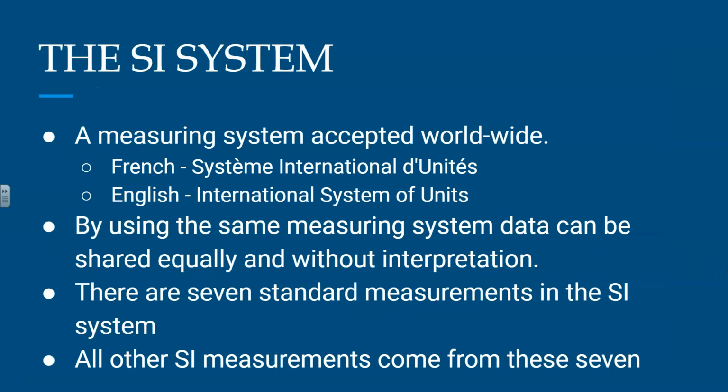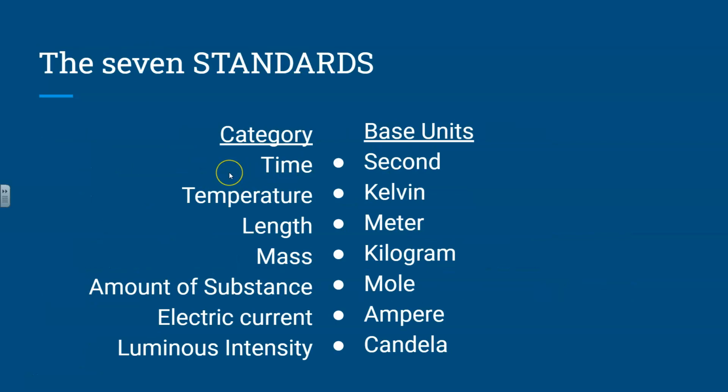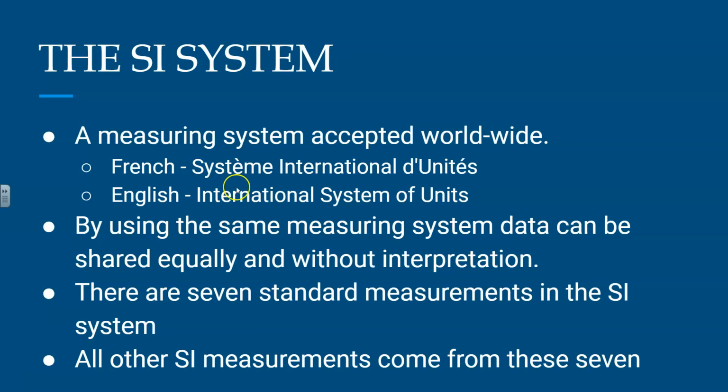So the system of measure that is used in science is called the International System of Units. It was originally developed in France, and so therefore it's the Système International d'Unités. That's why it's SI, S right here and then I, versus IS as if it was in English.